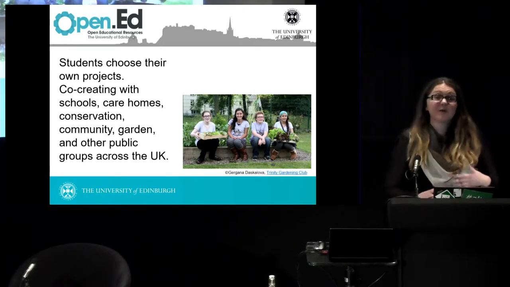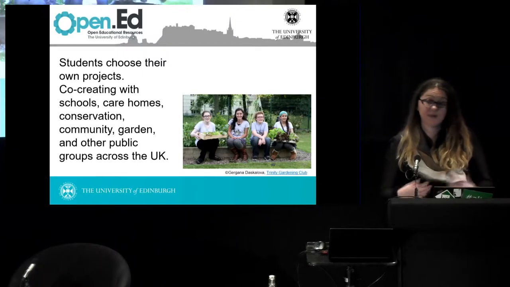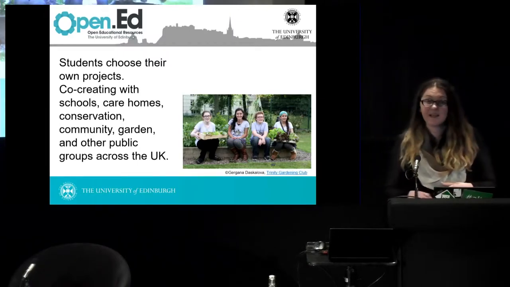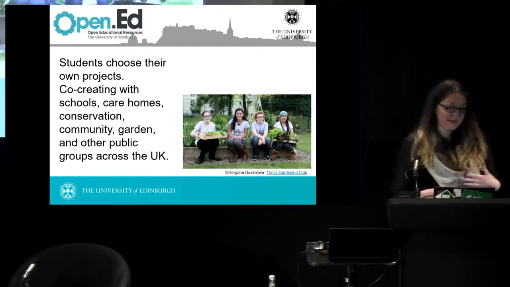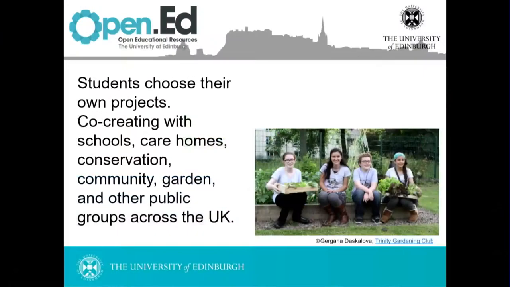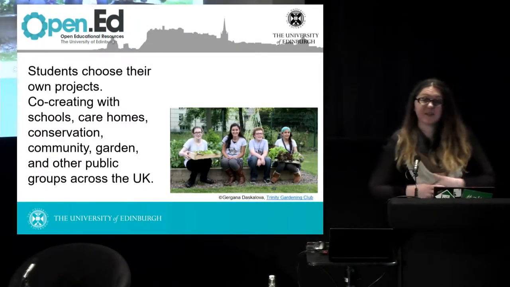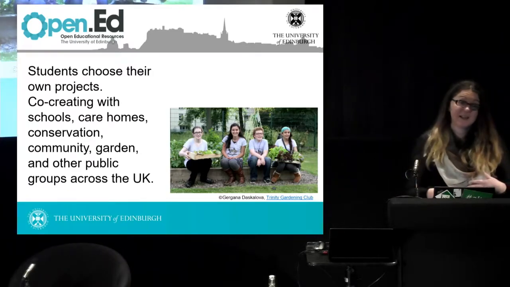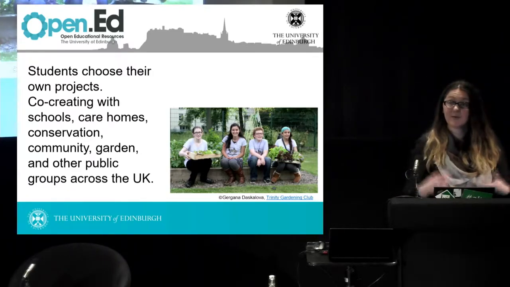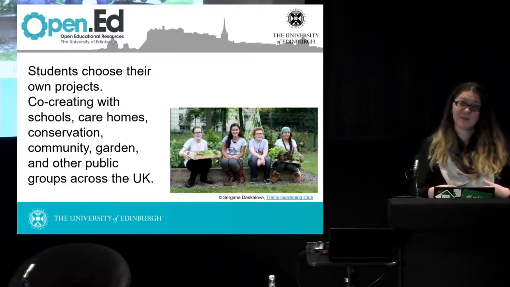During the course, over the year, students choose their own projects based on their own interests and passions. They are then paired up with local schools, care homes, conservation, community garden, and other public groups across the UK. These students work together for that year with the groups, and they will create a piece of science communication or an educational resource that will be available for the group that they're working for.